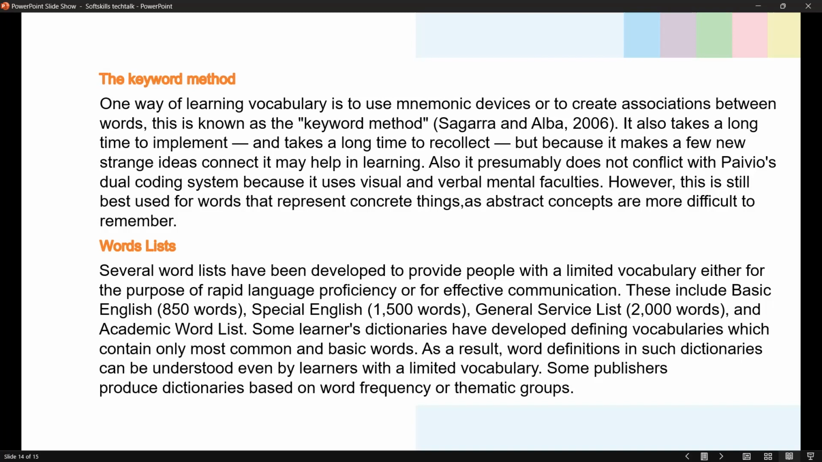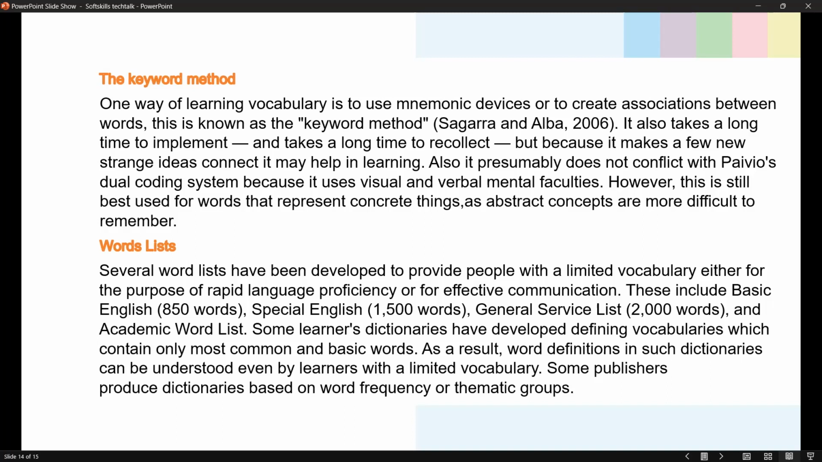Word lists. Several word lists have been developed to provide people with a limited vocabulary, either for the purpose of rapid language proficiency or for effective communication. These include Basic English 850 words, Special English 1500 words, General Service List 2000 words, and Academic Word List. Some learners' dictionaries have developed defining vocabularies which contain only the most common and basic words. As a result, word definitions in such dictionaries can be understood even by learners with a limited vocabulary.